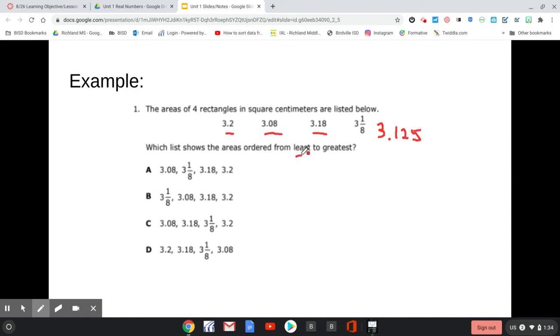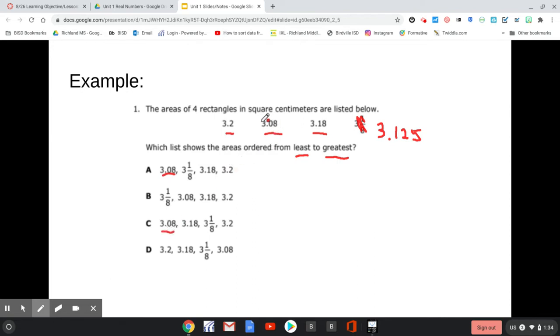They want to go from the smallest number to the biggest number. So looking at these, they all start with the number 3. So we're not going to look at that one anymore. We're going to look here. Number 3. And the next number is a 2. This one is a 0. This one is a 1. And this one is a 1. So we know that 3.08 is the smallest number. So our answer can be that one or this one.